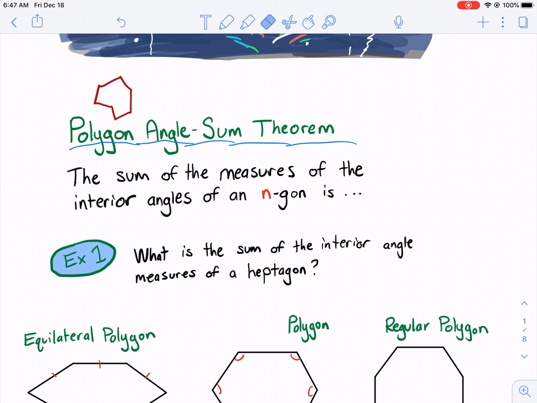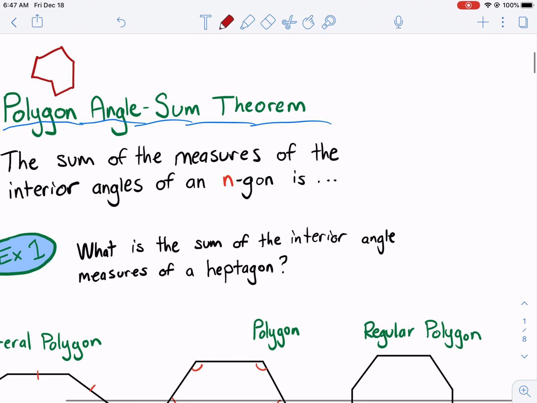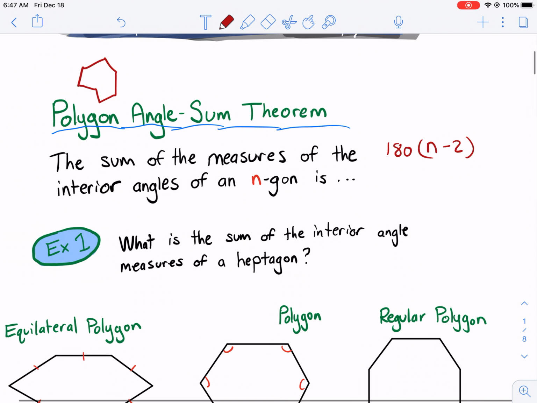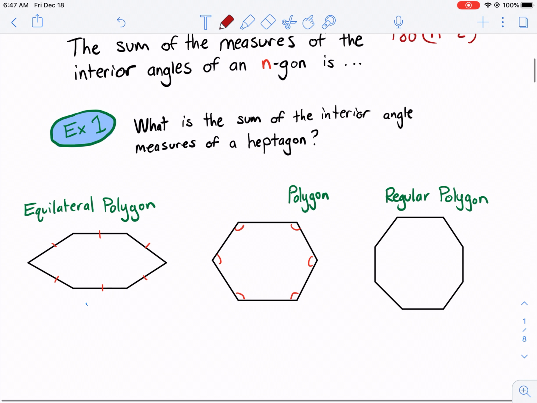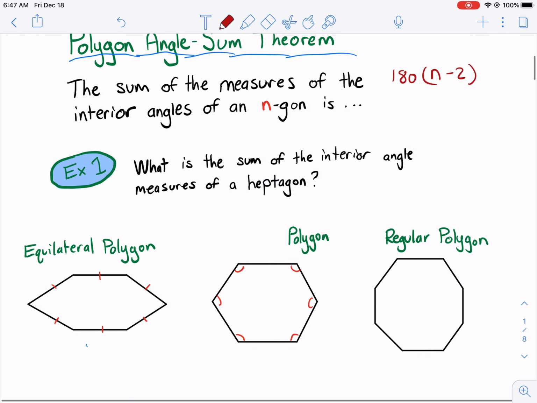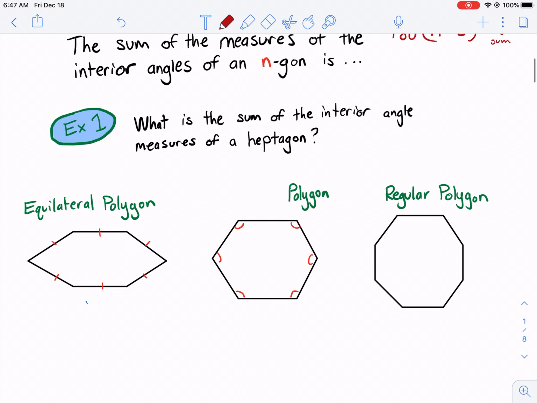So if any n-gon means it could have any number of sides, the way we do that is we do n minus 2 times 180. Kind of an interesting formula there. It has its derivations, and I'm not going to go into that in this particular video, but I just wanted to give you the formula that the angle sum is this equation right here.